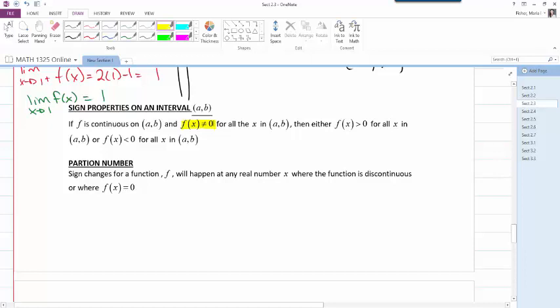Then your function has to either be greater than 0 for all the x's in that interval, or it's got to be less than 0 for all the x's in that interval. So let me draw two different things here. So here's my x-axis and my y-axis, and I'm going to draw this twice.